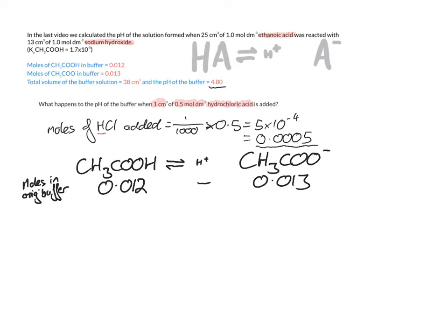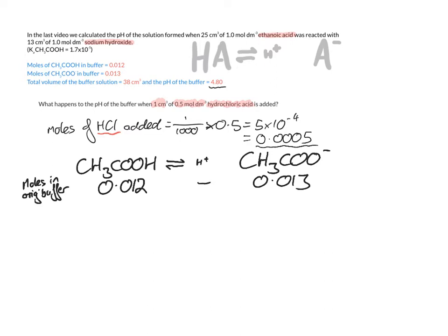We are adding acid. What's going to happen to our position of equilibrium? Well, Le Chatelier's Principle says that if we add something to a system in equilibrium, the position of equilibrium will move so as to reduce the imposed change, i.e. use up what we've just added. So we are going to be using up H plus ions.